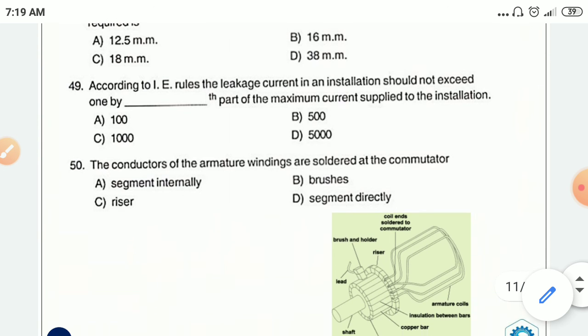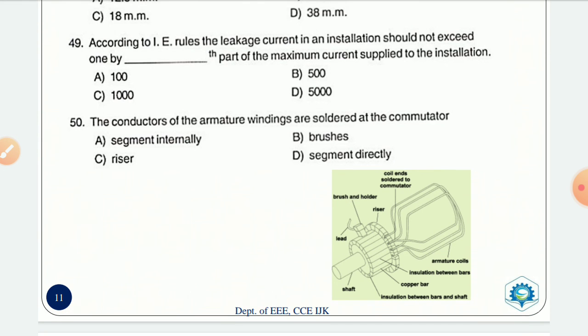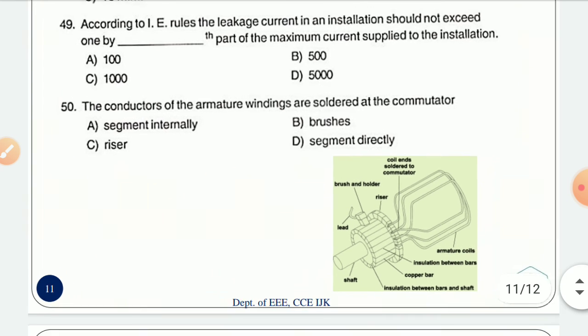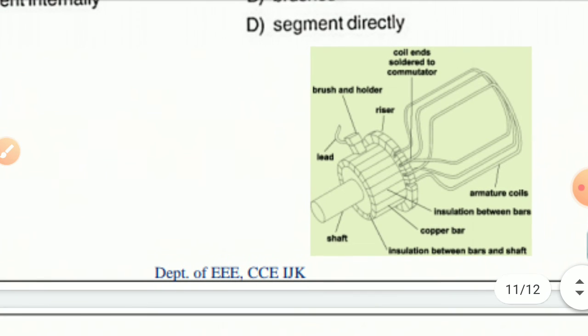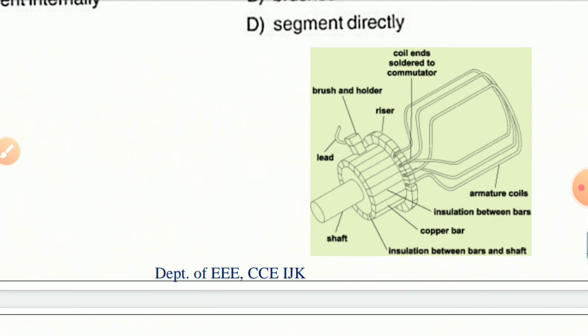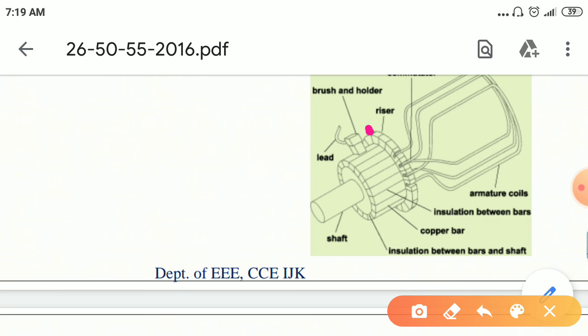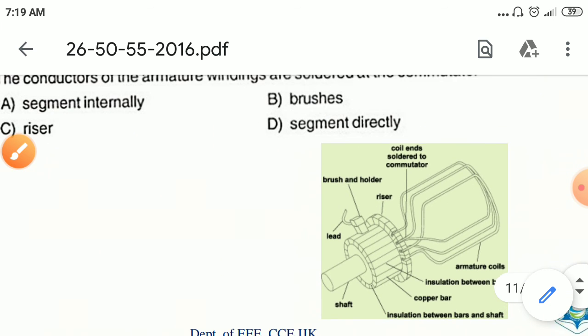Let's move on to the last question of today's video, the 50th question. The conductors of the armature winding are soldered at the commutator. Okay, how is it being soldered at the commutator? So here you can see the figure of the armature conductors which are being connected to the commutator, and it is actually done with the help of a riser. So the risers are used for connecting an armature conductor with the commutator.